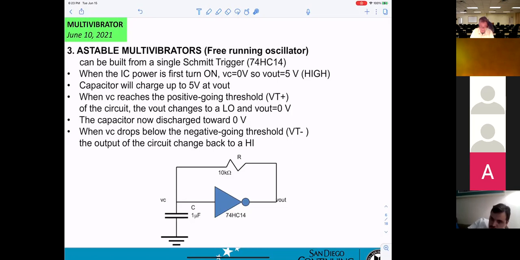But in this one, they can build it from the Schmitt trigger 74HC14. That's just the IC. It looks like an inverter. 74HC14 high speed CMOS. It's just an inverter: if you get a 0 in, you get a 1 out; you get a 1 in, you get 0 out. Only the difference is the voltage input and the voltage output.